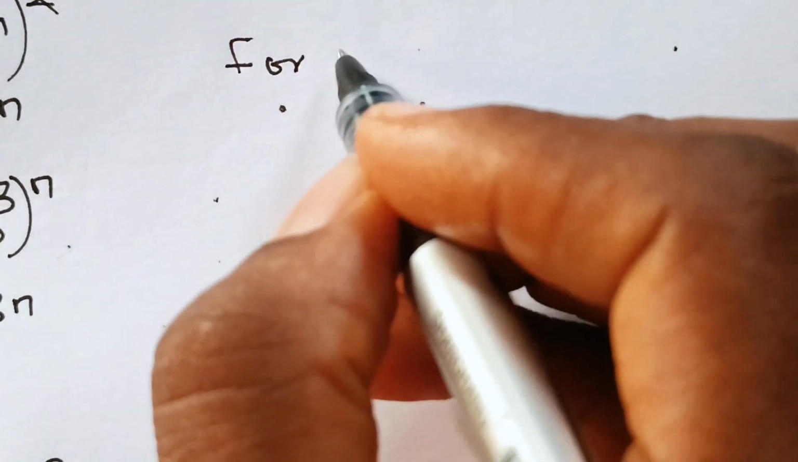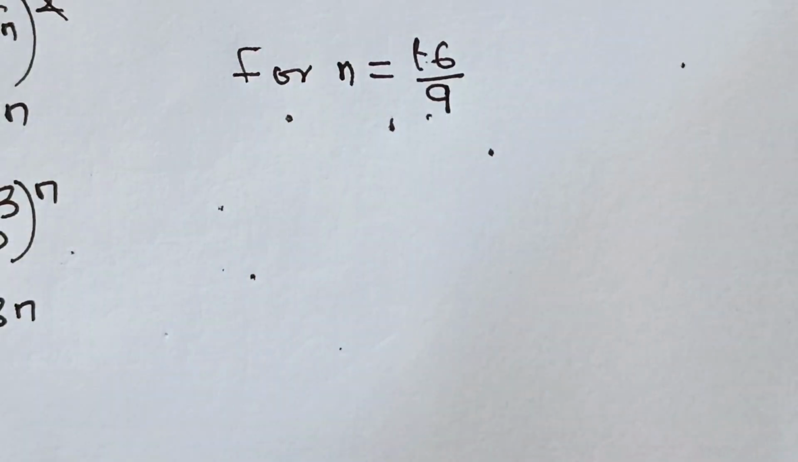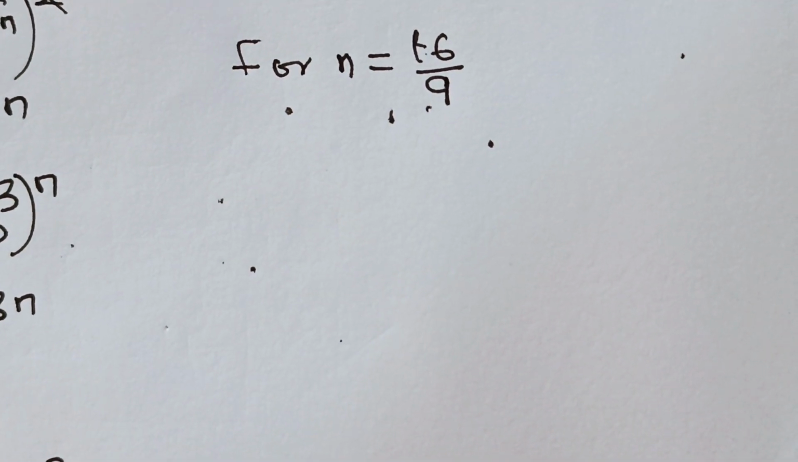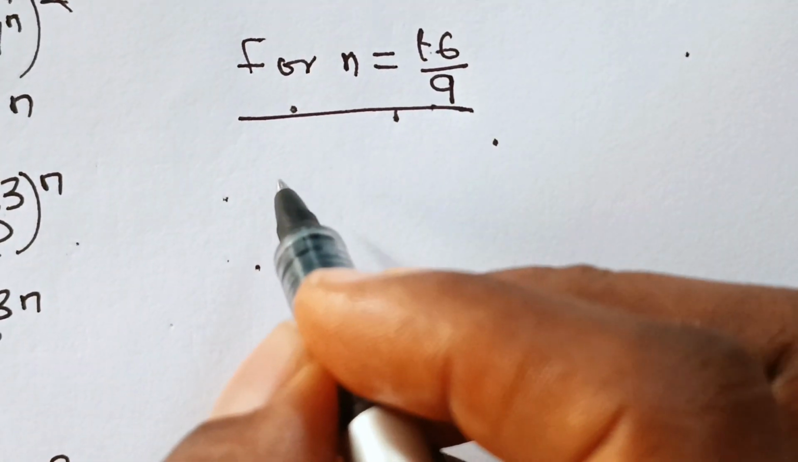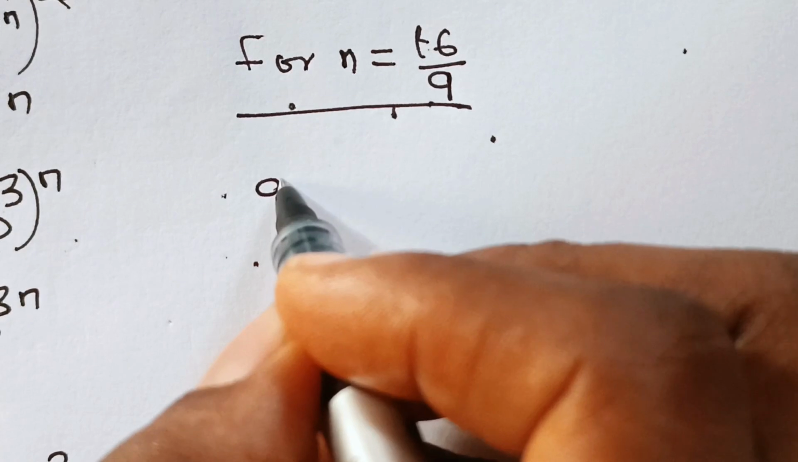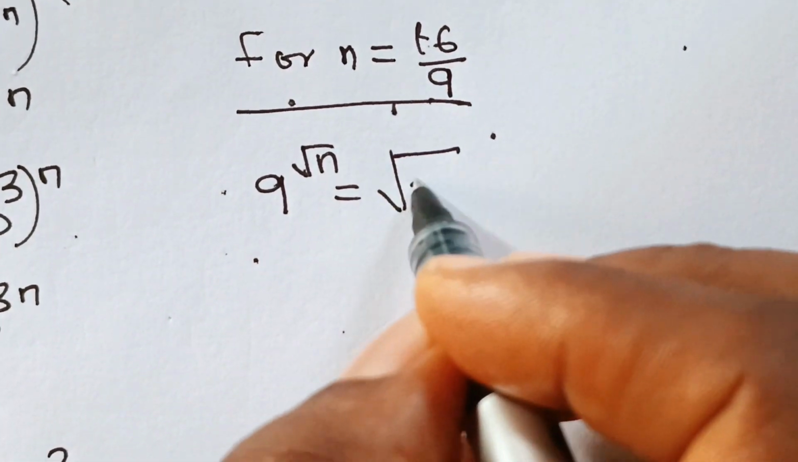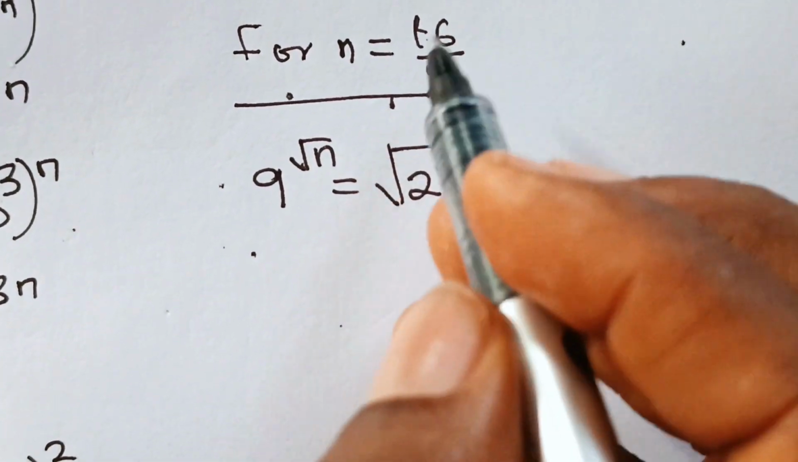Okay, we also have for n equals, which is the main one, 16/9. Let's prove that n is equal to 16/9. Okay, this one is even the difficult one. Not difficult anyway, but tactical. If you are not careful, you will not get it. So the question says that 9 raised to the power of root n is equal to square root of 27 raised to the power of n. Okay, now can we prove that?